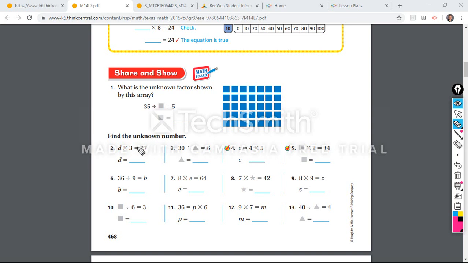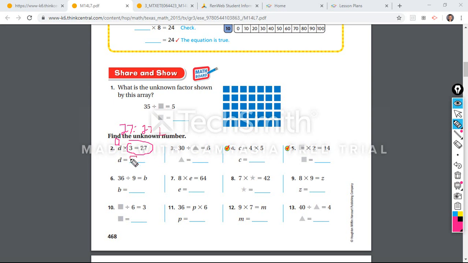So let's take a look at the next ones. So D times 3 equals 27. So we need to find what D is, and I need to look at the relationship between these two numbers. 3 times what gives me 27? It would be 9. And I check it, because if I multiply these two, I'll have 27. And does it equal 27? Yes, the sentence is true.